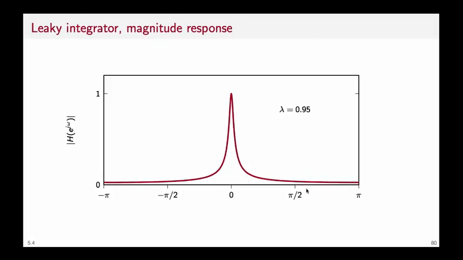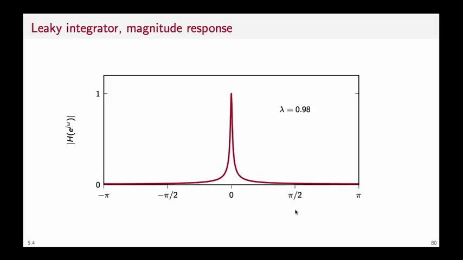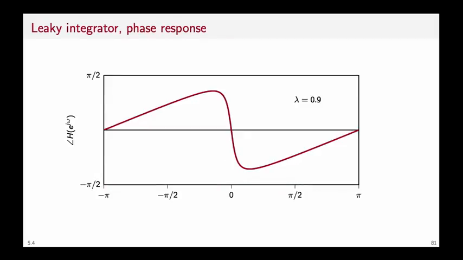As lambda goes closer to 1, we see that, once again, the frequency response concentrates around the origin, and for lambda very, very close to 1, we have something that resembles the frequency response of a moving average computed over a large number of taps. The phase looks like this. It's a nonlinear characteristic, and as lambda changes, the steepness of the transition between positive and negative phase increases as well.